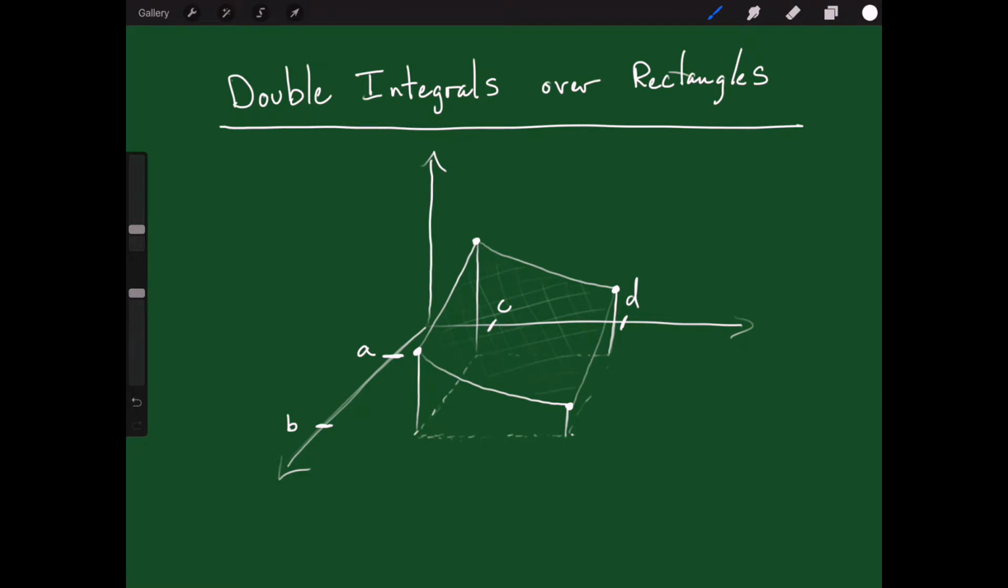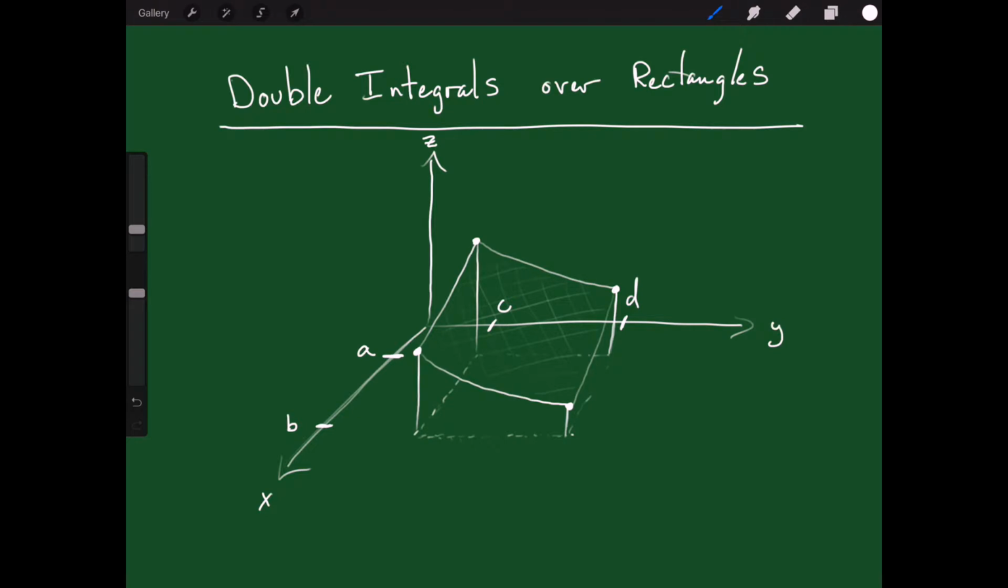Welcome back. Today I would like to talk to you about double integrals over rectangles. I've started by drawing this little picture for us so that we can get a feel for what's going on here. I've drawn in the three axes: my x-axis here, my y-axis here, my z-axis up here. And then I've got a rectangle over which there is a surface.